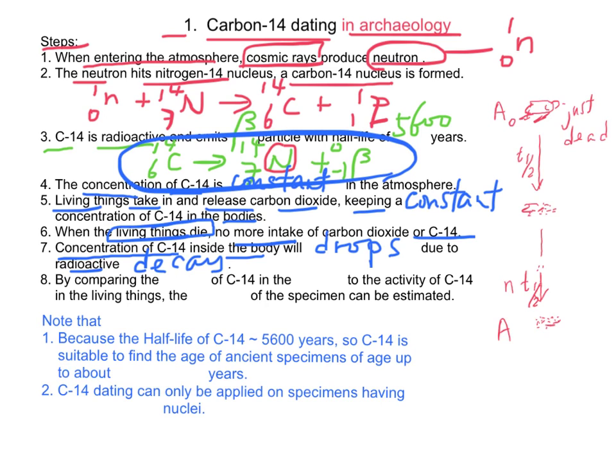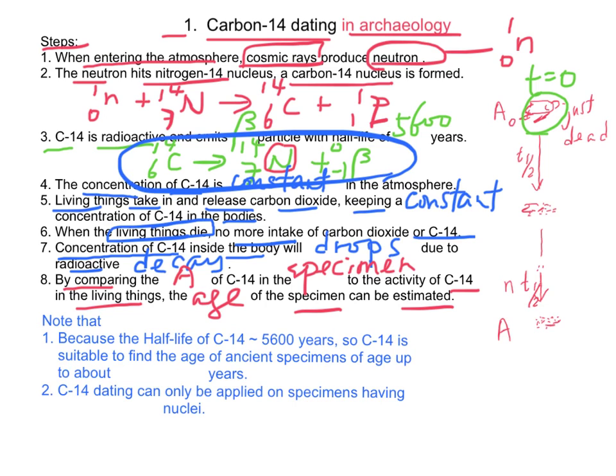Therefore, by comparing the activity of carbon-14 in the specimen to the activity of carbon-14 in living things, the age of the specimen can be estimated. Let at time t equal to 0, the animal just dies at this moment. Its activity is A0. After one half-life, the activity will become A0 over 2.